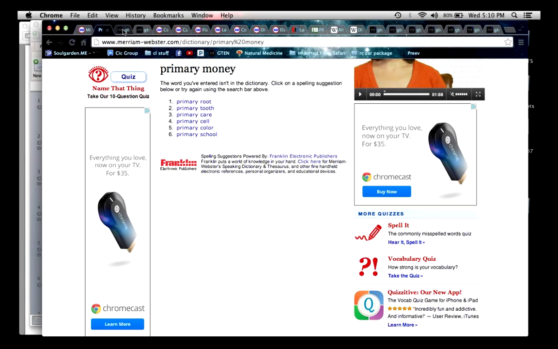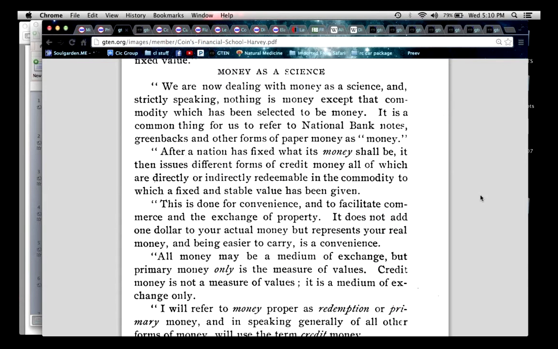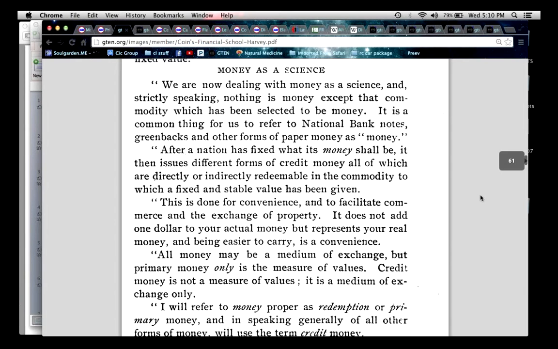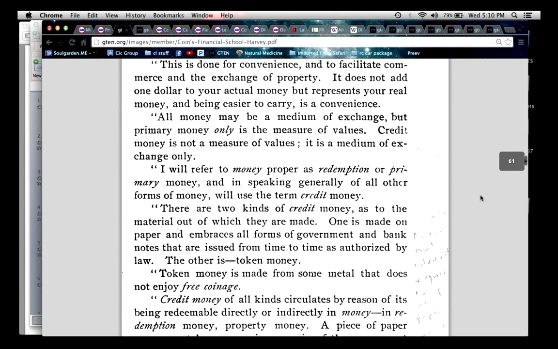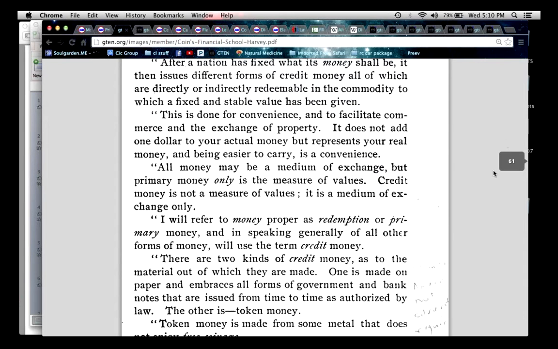So let's look at what Coin had to say about primary money, and you can see from the verbiage he uses that it was what he considered money, not just a type of money, but what he thought of as real money. For those of you following along at home, this is page 49 of Coin's Financial School, and I believe page 61 of the PDF, just in case you're having trouble finding it. Right here is where we're going to start.